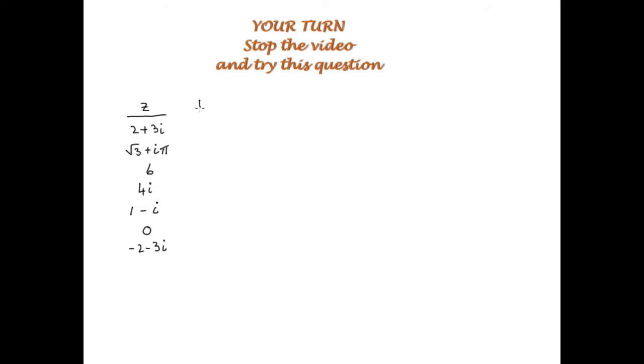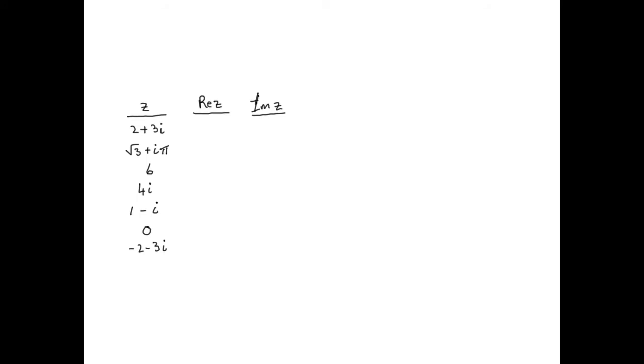So your task is to work out what the real part of z is and what the imaginary part of z is. So stop the tape now and try that. So how did you get on? Real part of z is 2. Imaginary part of z is 3. The real part of z is root 3. The imaginary part is pi.